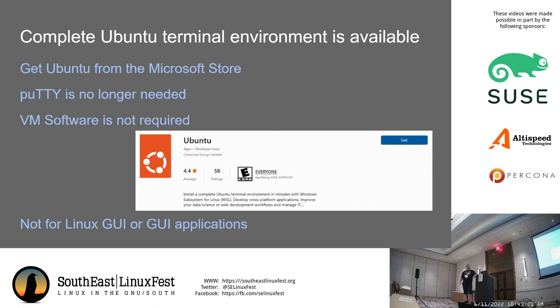Couple of points for this. Well, if you give me this, I don't need to use PuTTY anymore. I can do all my SSHing from here, and I can store my keys. If I get this out of the Microsoft Store, I don't need VMware Player or VirtualBox anymore. I don't need WinSCP. I basically have all of those tools in the Ubuntu CLI. This is a CLI. It is not for GUI applications.